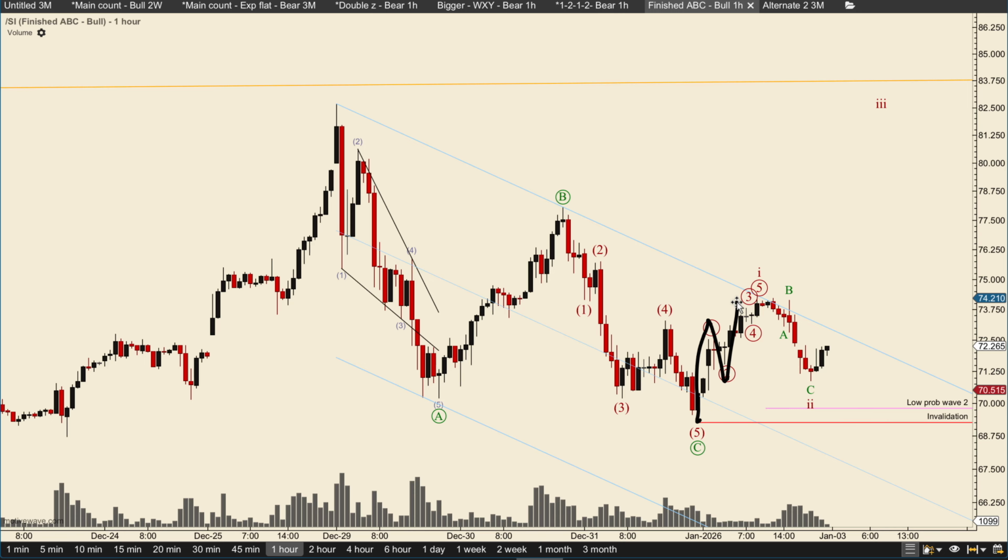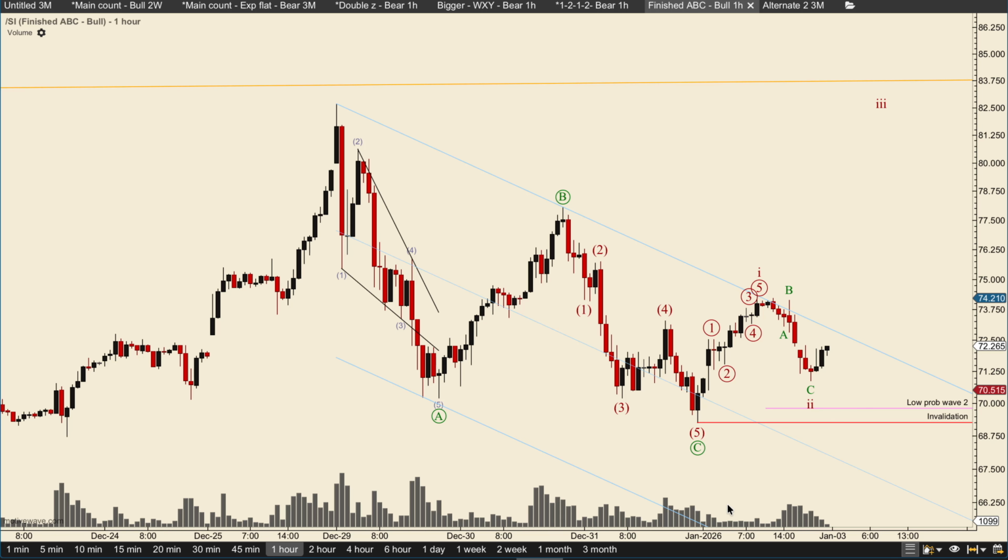Is this an acceptable impulse? Yes, absolutely. It doesn't break any rules, no overlap or anything. Is it a highest probability impulse? No. If you look at the volume here, you can see that we are lacking volume in wave 3, which tends to be the highest volume. So that is not really what you want to see. It's not breaking any rules, it's just breaking guidelines.